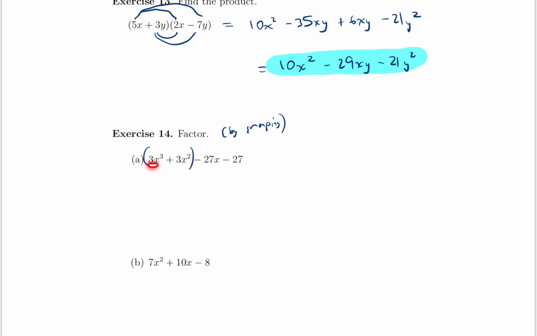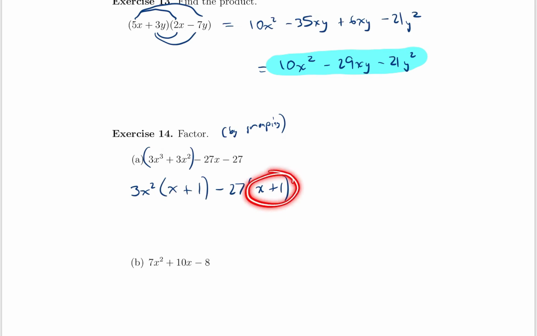We'll take out our GCF here, which is 3x squared, which now leaves us with x plus 1. If you factor out a 3x squared here, you're left with an x. And if you factor out a 3x squared from here, you're left with a 1. You can verify that by distributing, and you should get that expression back. Let's do the same thing here. The GCF here would be negative 27. So negative 27 leaves us with x plus 1. And if you're doing this correctly, these two factors will always be the same, which they are.